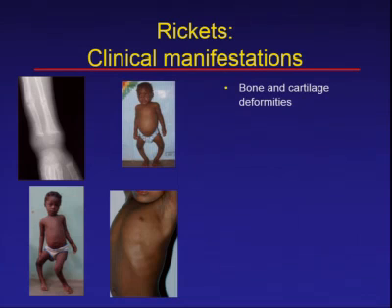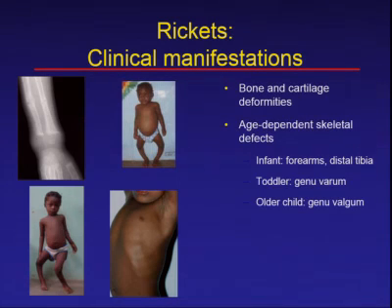Clinical manifestations, once again, the dominant manifestations are bone and cartilage deformities. So the actual skeletal defects are a little age-related based on the amount of weight bearing these children do. In the infants, we have the classic flaring of the distal radii and the distal tibia that you see here. In toddlers who are just starting to weight bear, often you'll have very severe bowing of the legs, or genu varum. Once children are more weight bearing, you may have more of this knock-kneed or turn inward appearance called genu valgum.